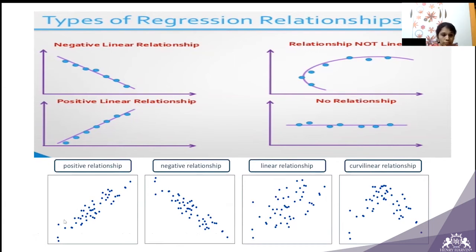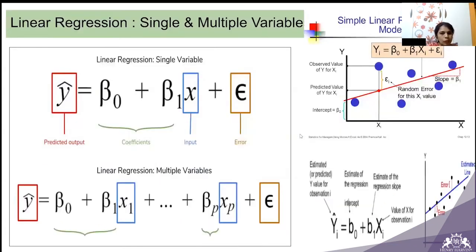So you can look at this. We can say that it is positively correlated or negatively correlated. This could be linear, this could be curvilinear, and sometimes if it is like this, we can say that there is no relationship between the data at all. And y cap is equal to, let me tell you what this y cap is.